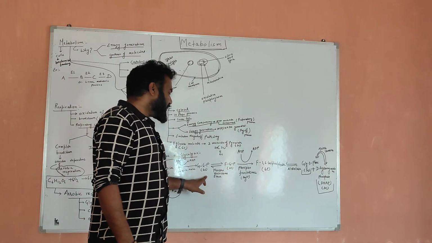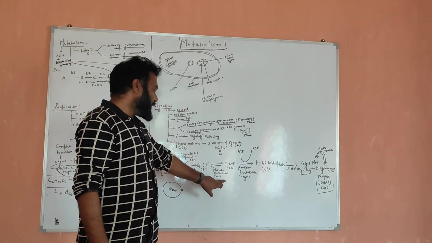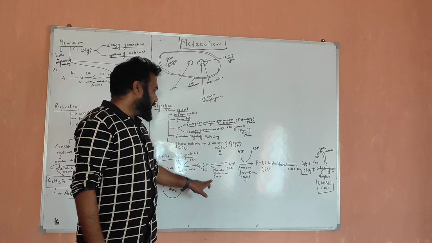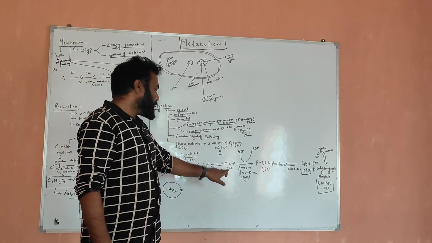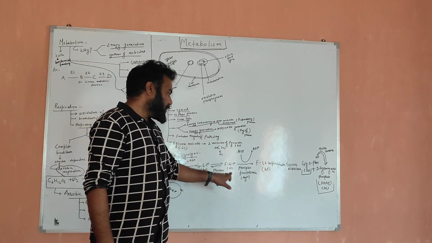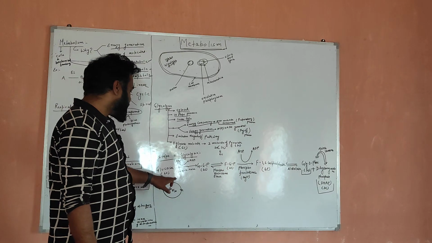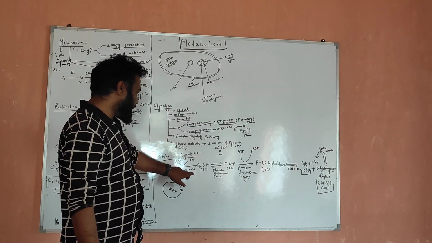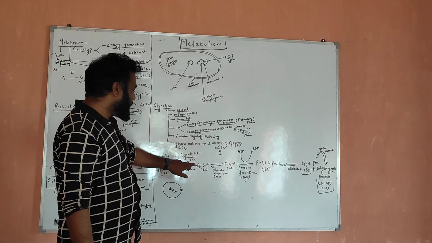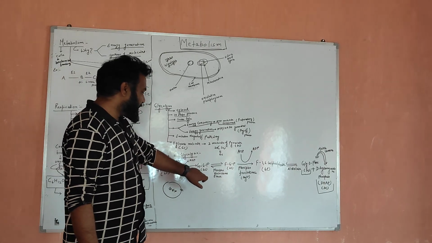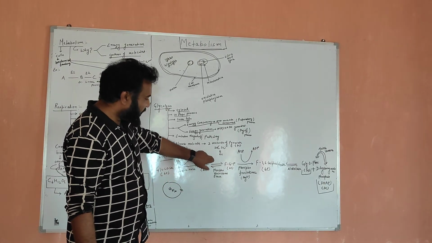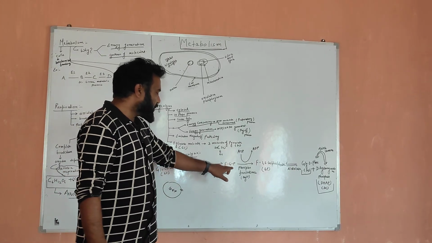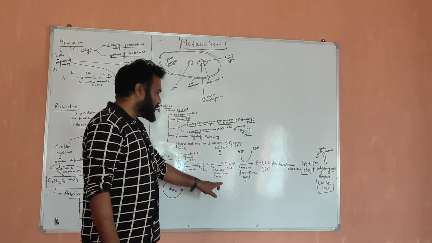Right? Then another enzyme comes into play, phosphoglucoisomerase. This phosphoglucoisomerase converts glucose 6-phosphate into fructose 6-phosphate. You can see that wherever the hexokinase enzyme is involved, it is an irreversible reaction, whereas in this case it is a reversible reaction, right? So glucose 6-phosphate is converted into fructose 6-phosphate with the help of phosphoglucoisomerase.